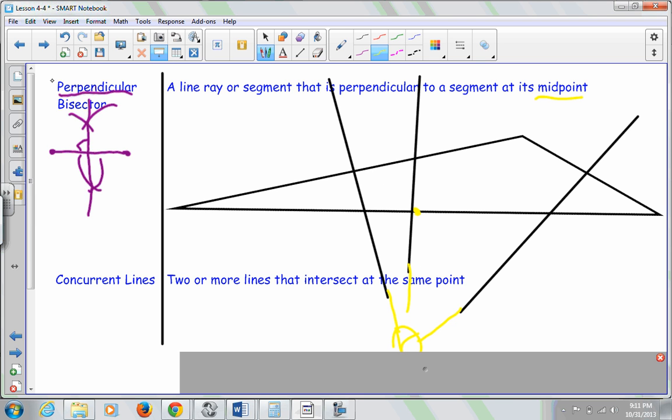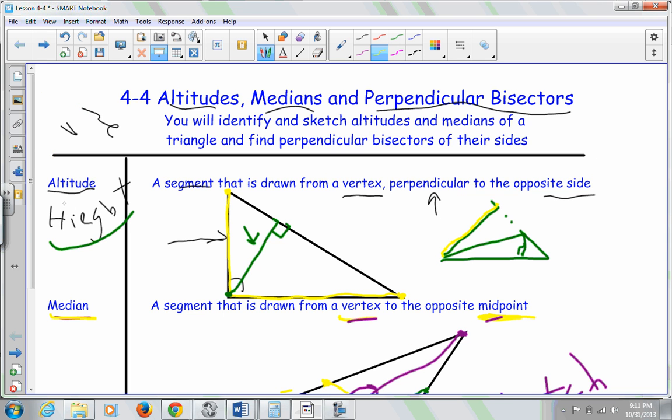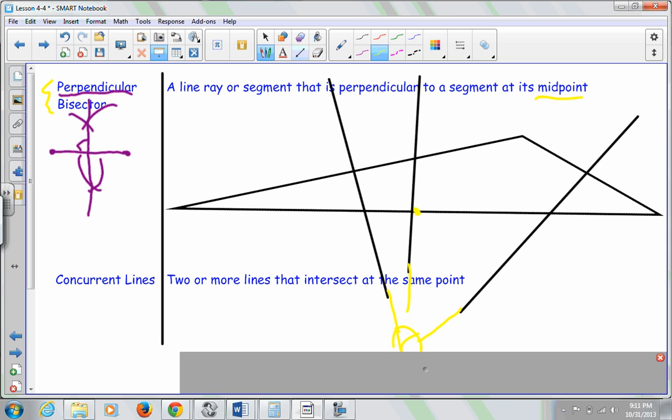There is a certain truth about perpendicular bisectors of a triangle, medians of a triangle, and altitudes of a triangle. Okay. These lines are all concurrent. That means that they all intersect at the same point. Okay. All of these lines intersect at the same point. So get that down in your notes. Two or more lines that intersect at the same point are concurrent lines.